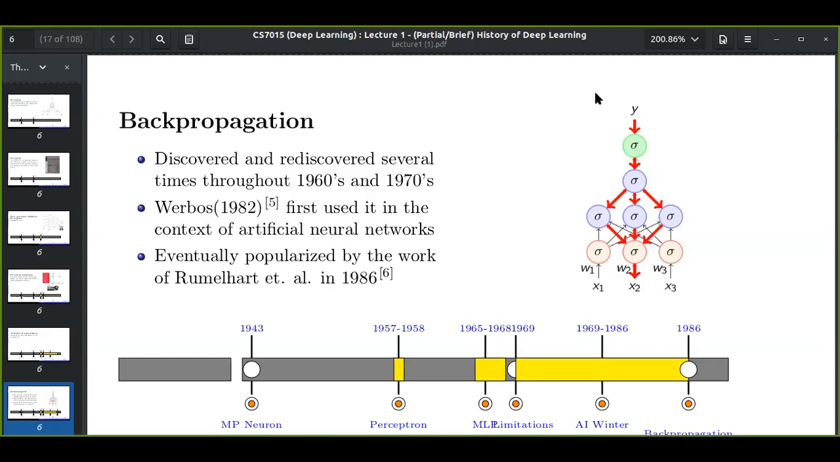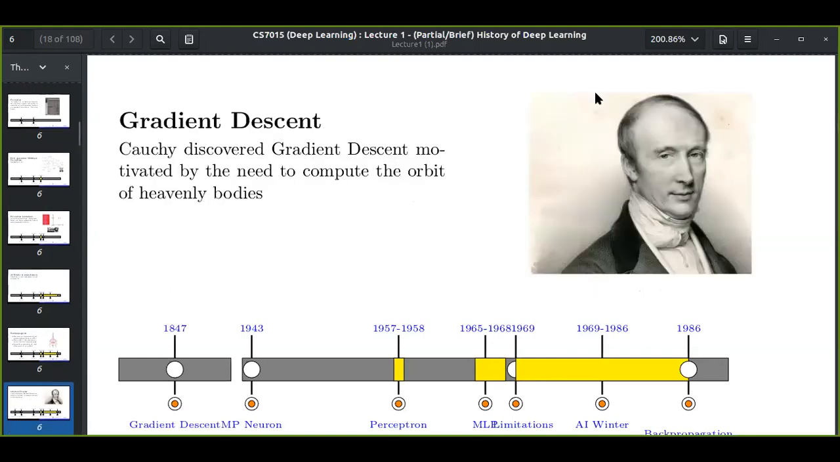Eventually, it was popularized by Rumelhart in 1986. So that is why the first point here says it was discovered and rediscovered a number of times, and then finally in 1986, it was Rumelhart who popularized the concept of backpropagation.